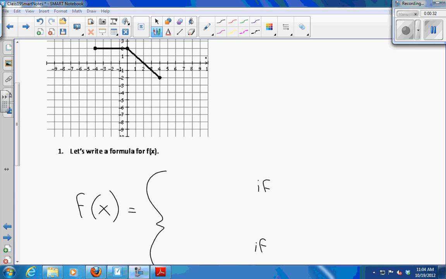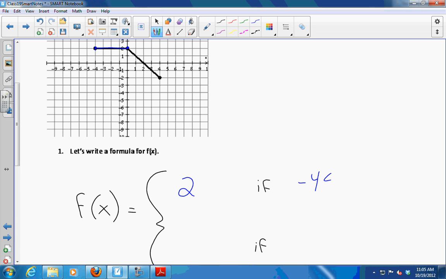Okay, so I have two pieces of this graph, so that means I'm going to have two different formulas. This first piece, from here to here, what's the equation of that line? Y equals 2. Every point on that line has a y coordinate of 2, so its formula is just y equals 2. And I use that formula for what values of x? -4 to 0. So -4 less than or equal to x less than or equal to 0, because the dots are closed.